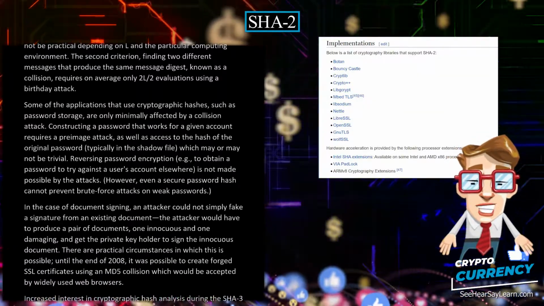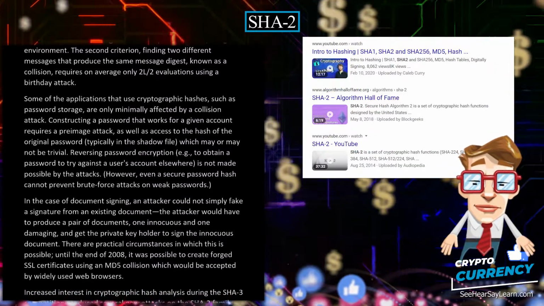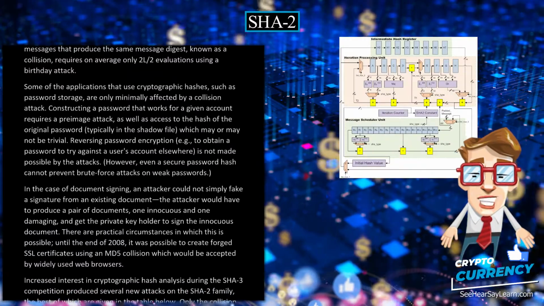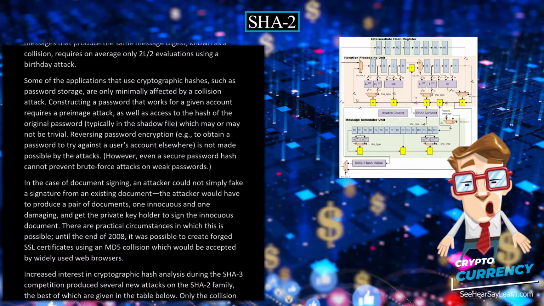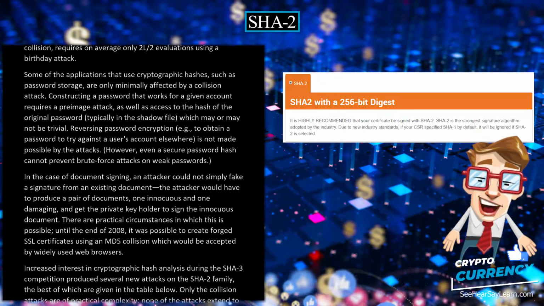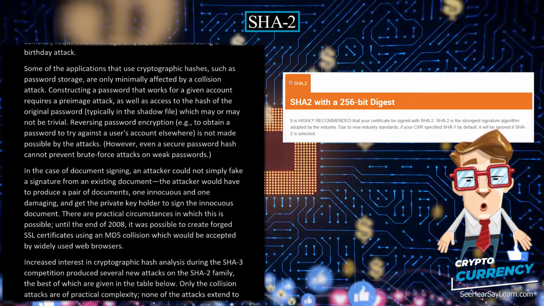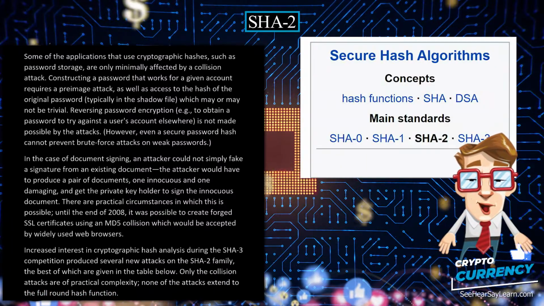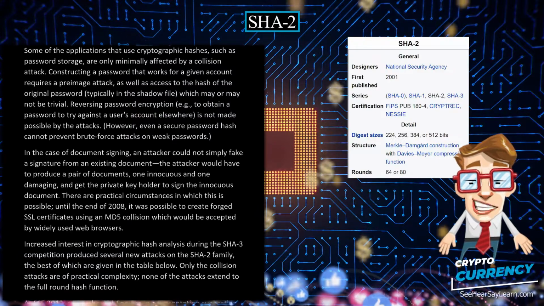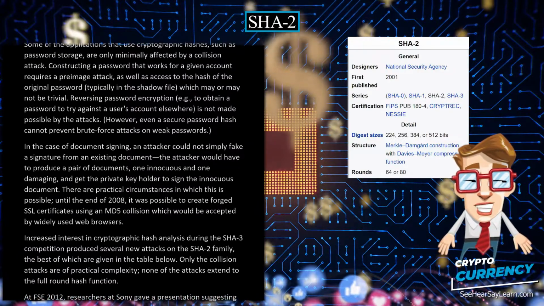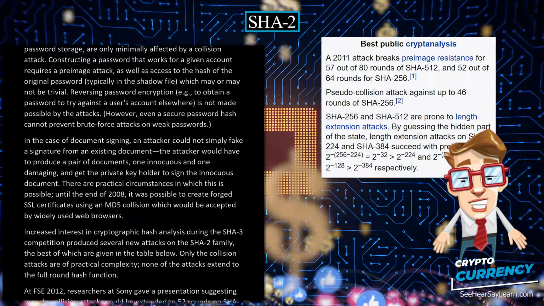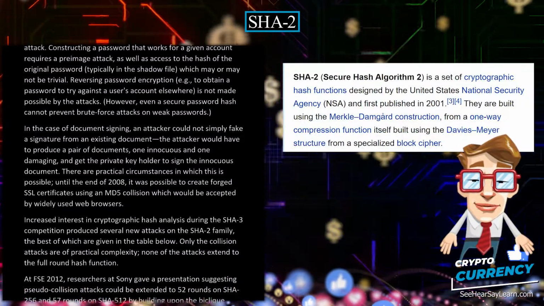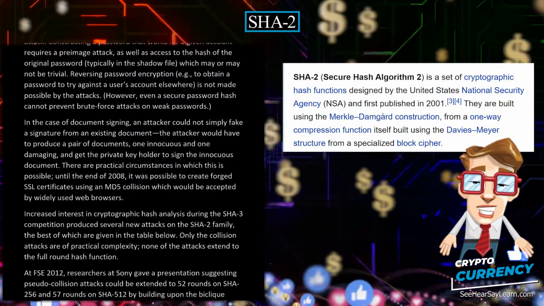Some of the applications that use cryptographic hashes, such as password storage, are only minimally affected by a collision attack. Constructing a password that works for a given account requires a pre-image attack, as well as access to the hash of the original password, typically in the shadow file, which may or may not be trivial. Reversing password encryption, for example, to obtain a password to try against a user's account elsewhere, is not made possible by the attacks. However, even a secure password hash cannot prevent brute force attacks on weak passwords.